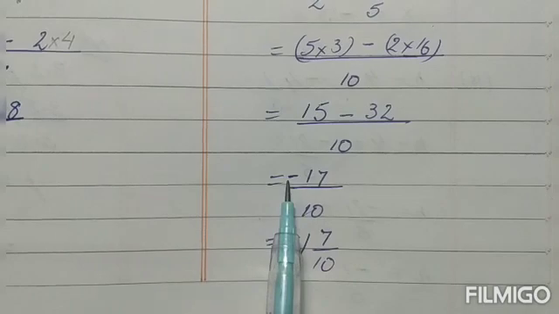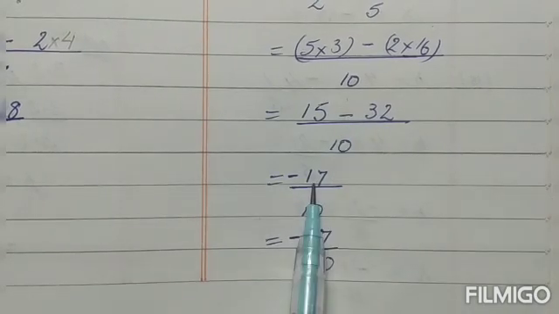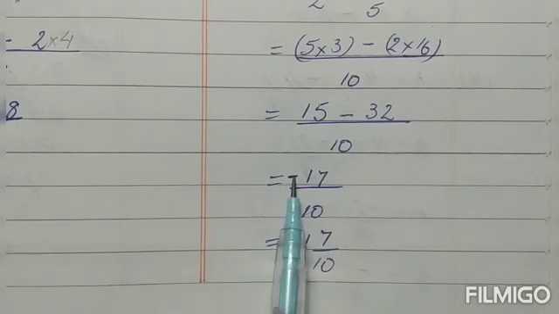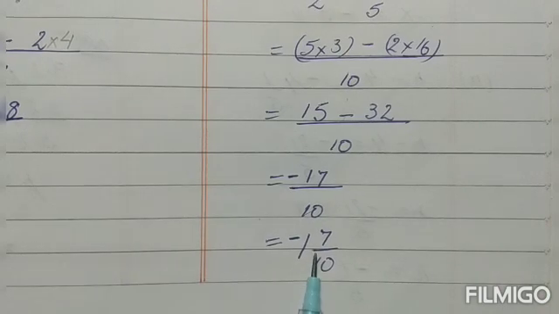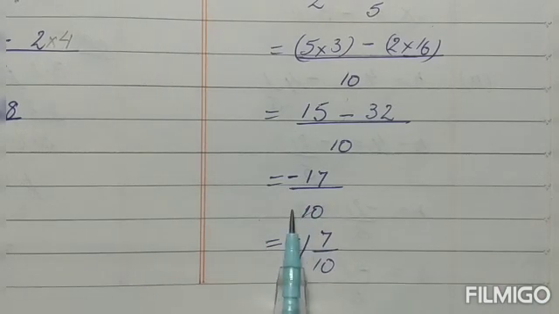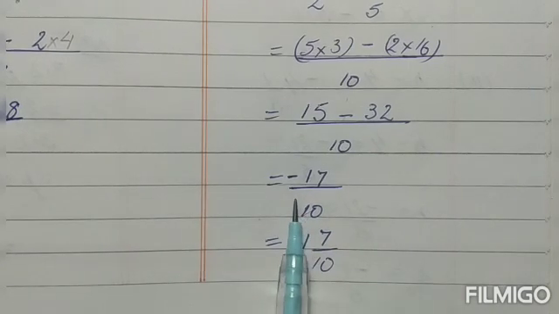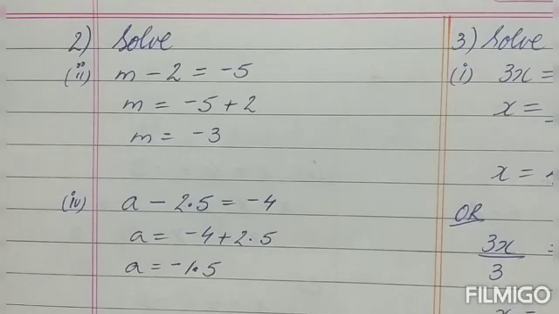So minus 17 upon 10. Right? Minus 17 upon 10. Now either you can change it into a decimal and write, which will be minus 1.7, or you change it into the mixed fraction and write. But you will not leave your answer like this, which is an improper fraction. We never leave our answers in the form of an improper fraction.